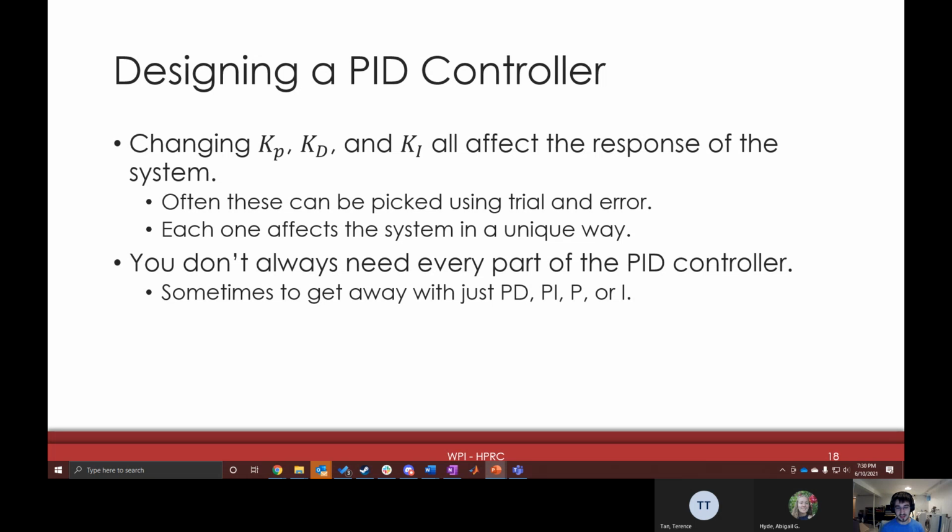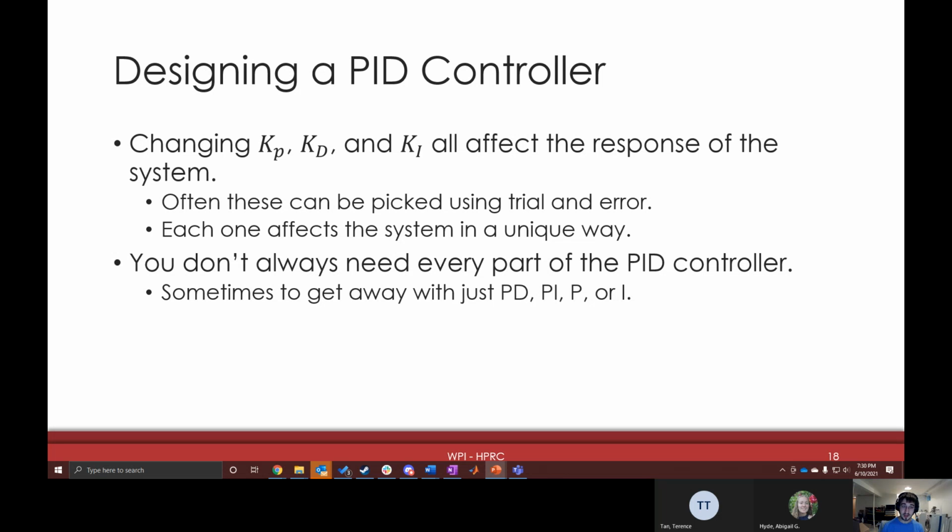Each one affects the system in a unique way. You also can kind of mix and match them a little. Depending on the situations, you don't need all those terms. Oftentimes, a PD controller is just good, or a PI controller, or sometimes just I, or just P. You can't actually have, or I guess you can, but it's not really useful, a just D controller. The reason being, if you have just the derivative term, it tends to keep your state constant. It doesn't necessarily tend to move your state towards the set point. So it would very quickly settle somewhere that isn't the set point, basically.